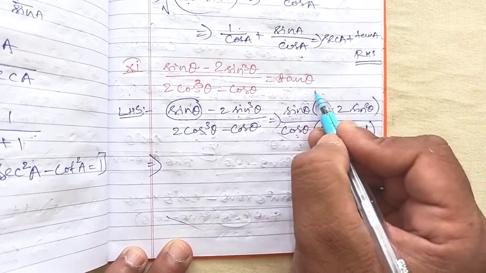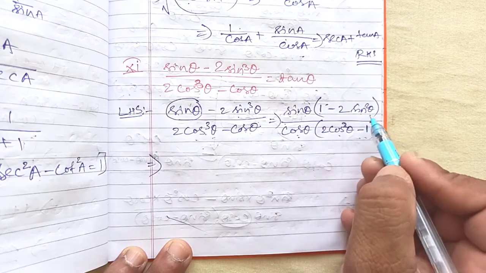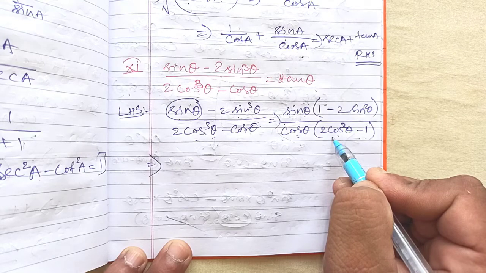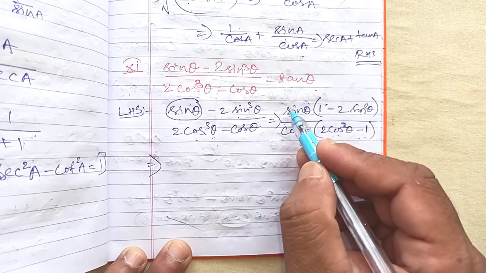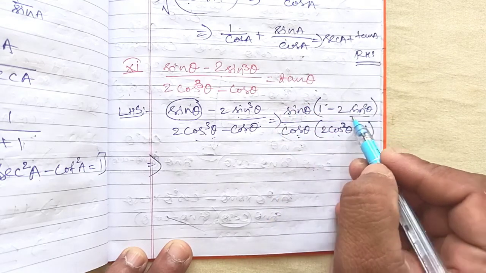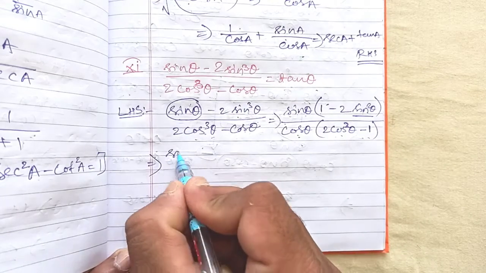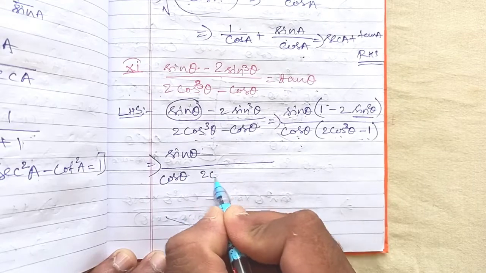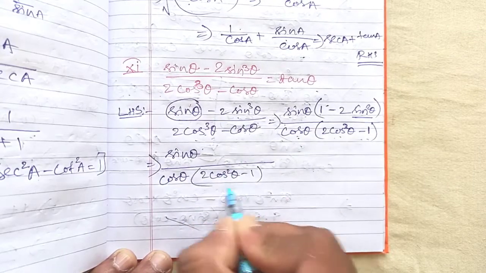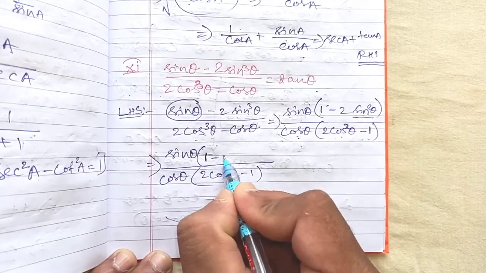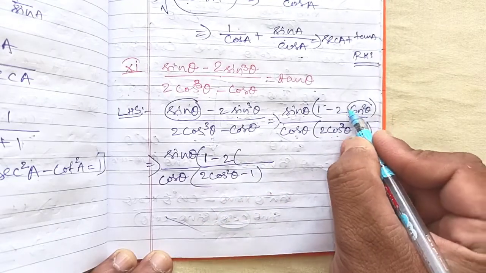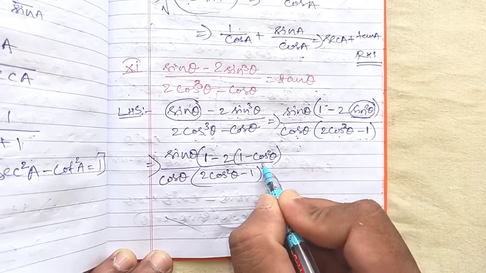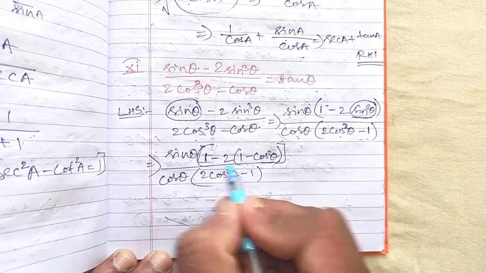Now these two are tan theta. What do we have to get? We have to change these two terms, either this one in terms of cos, or this one in terms of sin, so that it will be cancelled and we will get our RHS. So I will change this one in terms of cos theta. Now sin theta over cos theta times (2 cos square theta minus 1). In the numerator I will write 1 minus 2 inside the bracket, and sin square theta will become 1 minus cos square theta. Like this we will get.